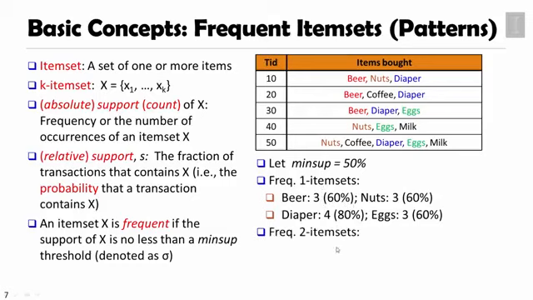Okay. But for frequent 2 item sets, you may check it. There's only 1, because it's beer and diaper. They happen together 3 times out of 5. That's why we get this. But none of the other item sets pass this 50% threshold, so there's only 1.